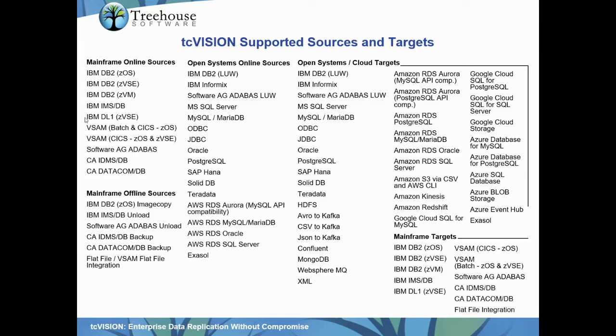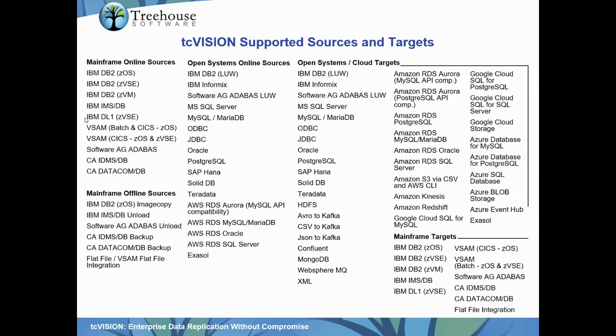So the first slide I want to show here: tcVISION has been around since about 2007. Treehouse has been involved with it, helping all of our customers, who we kind of pioneered our original change data capture methodology in the 90s, working with them on tcVISION to move data from a number of different sources on the mainframe, whether it's the IBM databases, DB2, IMS, VSAM, or Software AG's Adabas, or the Broadcom databases, IDMS and DATACOM. We work with a number of customers in these areas to help move the data to all the various sources and targets you see on this slide here.